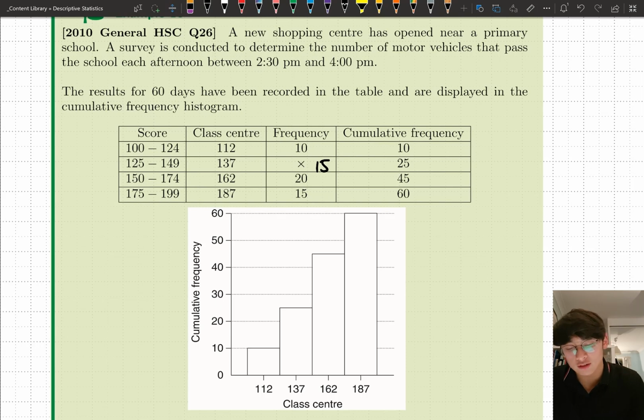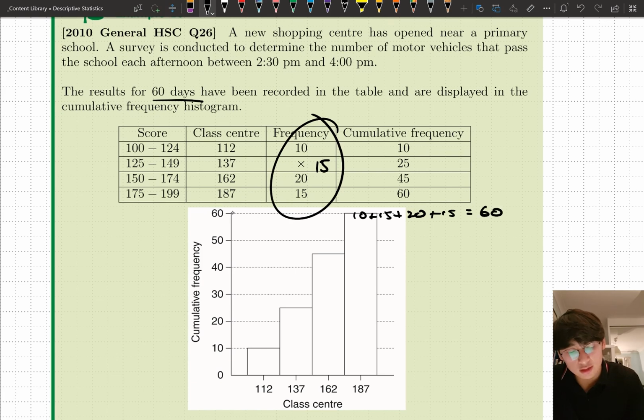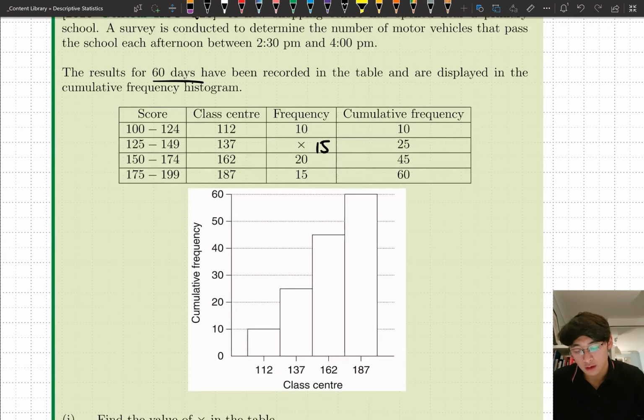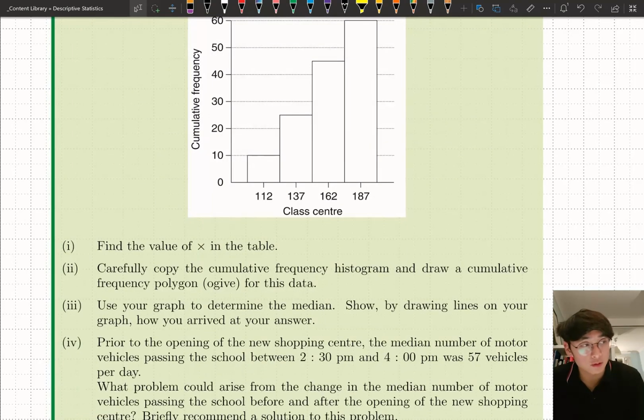We can actually check this score because they also tell us that it's been done for 60 days. If I add up all my frequencies together, what do I get? 10 plus 15 plus 20 plus 15. That gives me 60, which is exactly what I should expect, 60 days. So those are two ways of getting the same answer. We could use the cumulative frequency, or we could use the fact that this was done over 60 days, so the frequencies should add up to 60. So for the first part, the value of x on this table is 15.